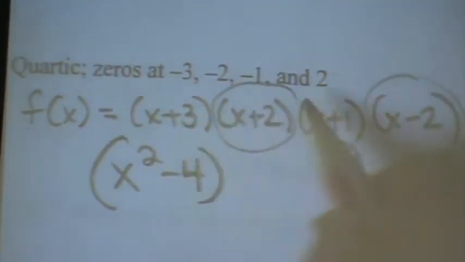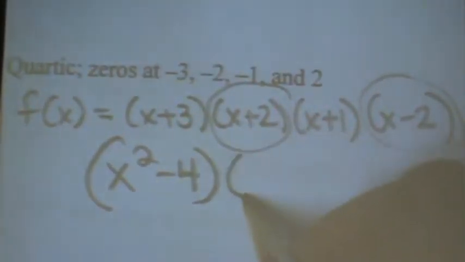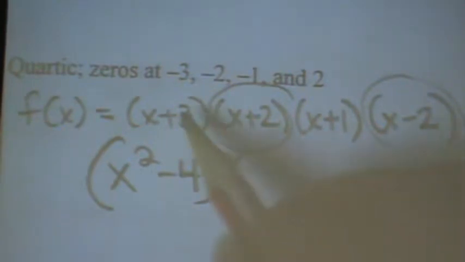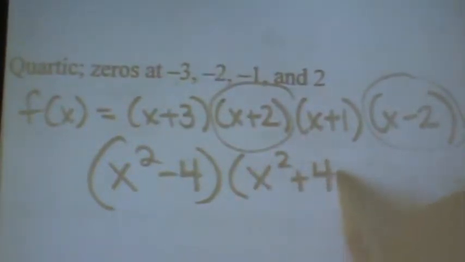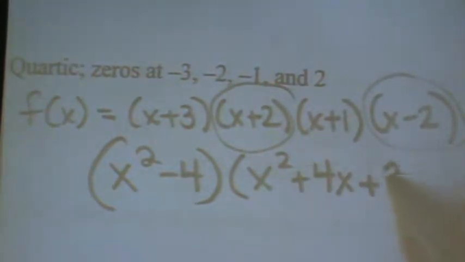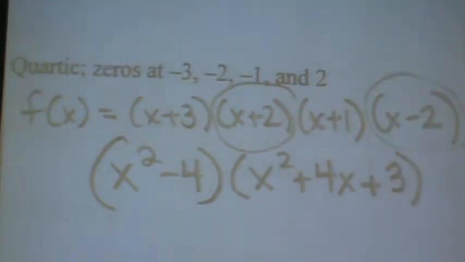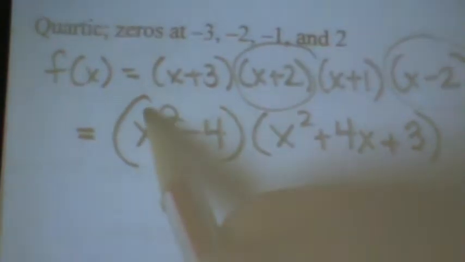Now, could you all multiply the x plus 3, x plus 1 in your head? Would you know how to do it? x squared plus 4x plus 3, good, so you did it in your head. Now what you'd have to do is multiply again, because if you are asked to write it in standard form, you gotta do it all over again.